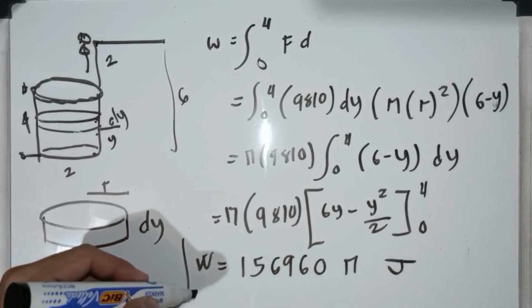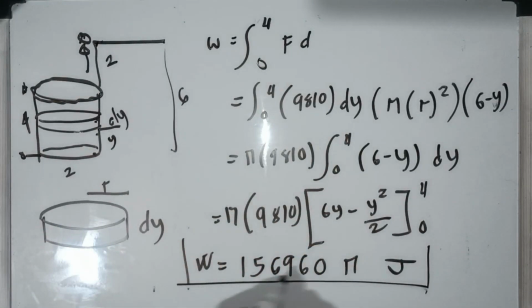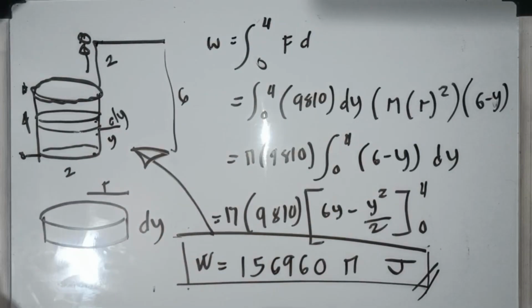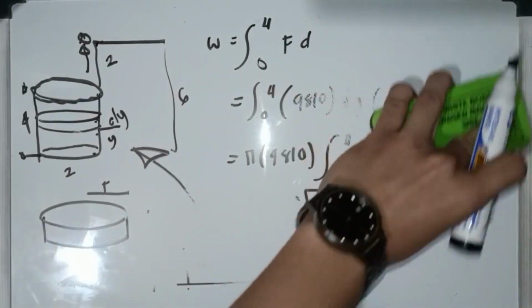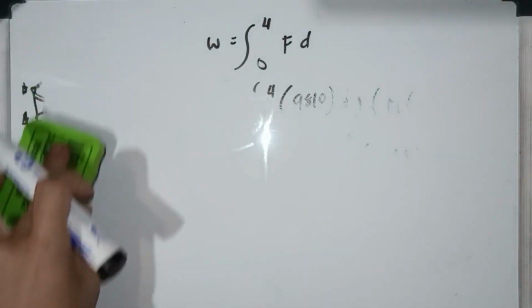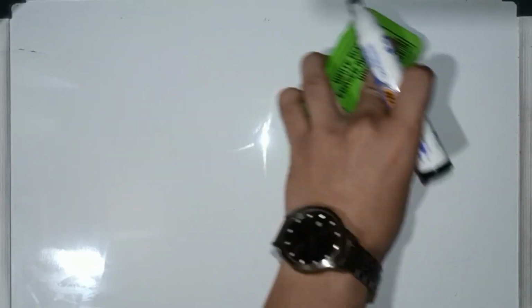So this is how much work we needed in order for us to fully pump out all the water in this cylinder. If we use another fluid instead of water, remember that it has a different specific gravity, and therefore a different density compared to water. So that's all for the topic, work involving pumping a liquid.